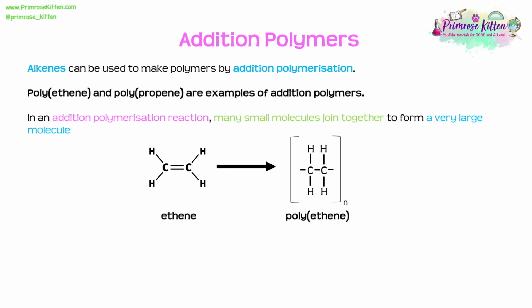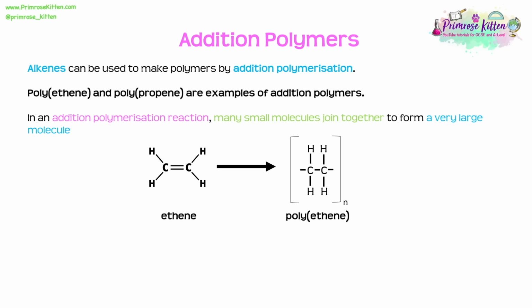Alkenes can be used to make polymers using addition polymerization. So a couple of examples of addition polymers are polyethene and polypropene. As you can see, we just stick poly in front of the name of that alkene. In an addition polymerization reaction, many small molecules will join together to form a very large molecule, that polymer. Here we can see that reaction taking place. So we have ethene here, and it will become the polymer polyethene.